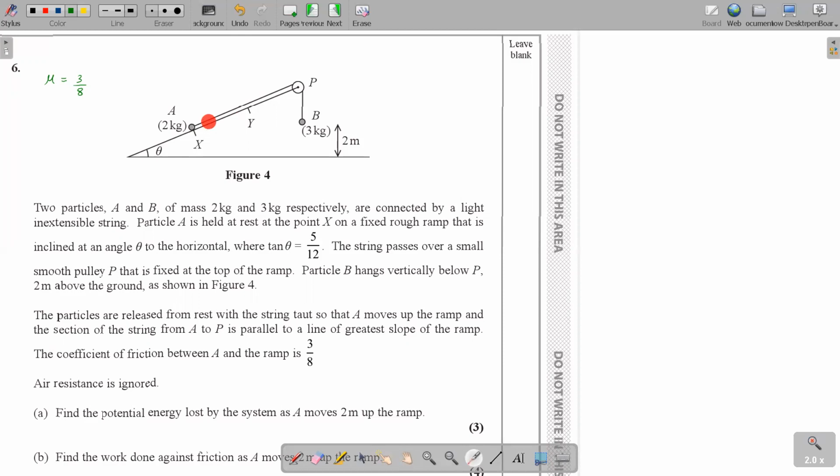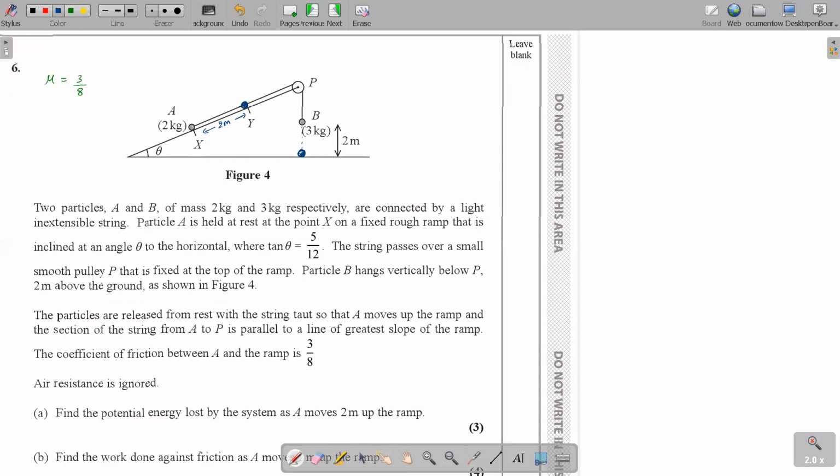So when A moves 2 meters up the ramp, what happens to B? A moves 2 meters up the ramp and B moves 2 meters directly down, isn't it? You guys are with me? So A moves 2 meters up the ramp. B moves 2 meters directly down. Here. So B is down here, A is up over here.